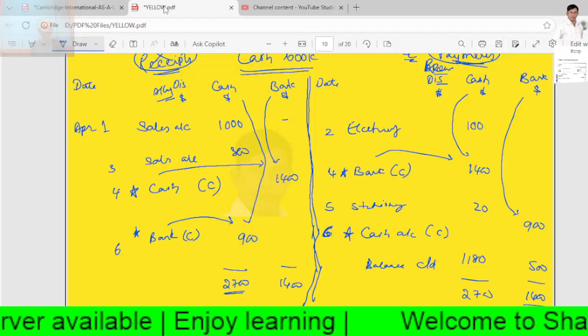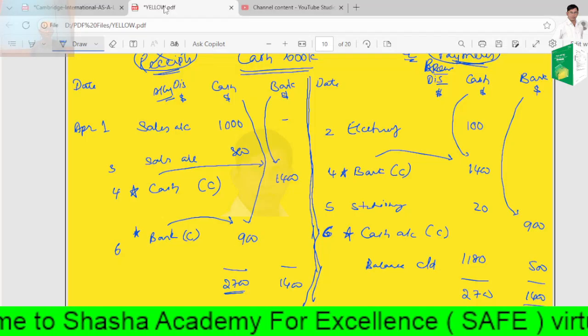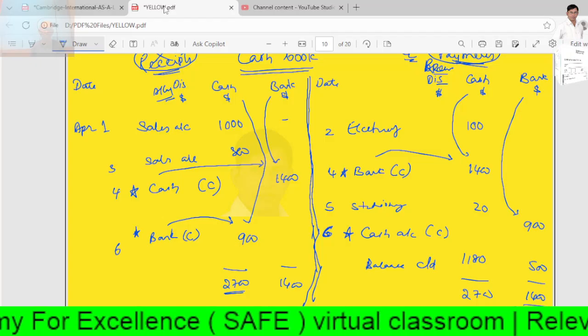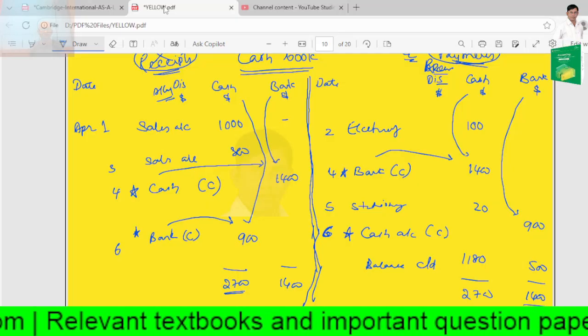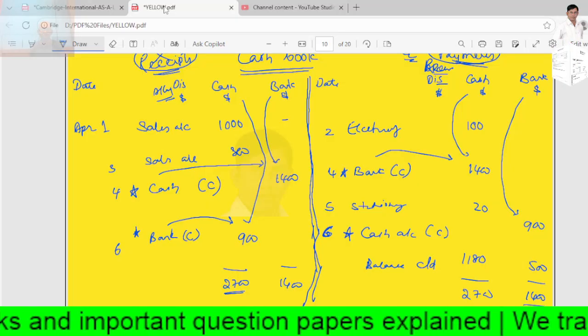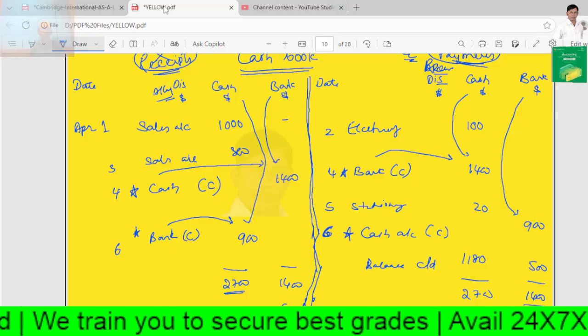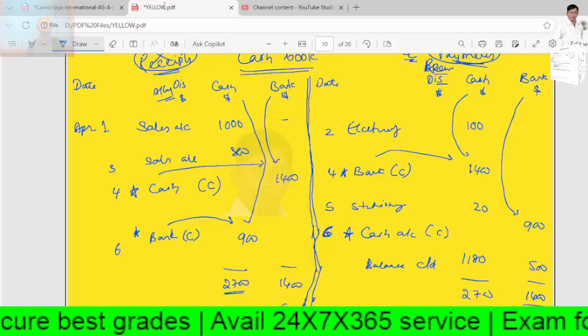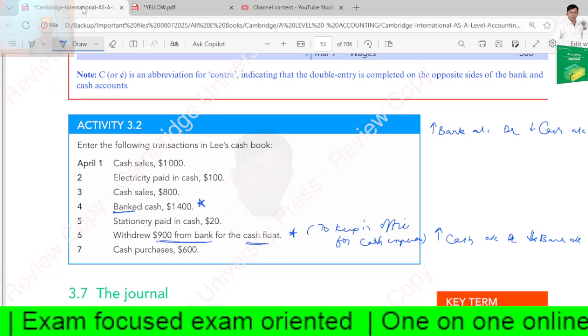Here, balance brought down. Whatever is carried down here will be brought down here. So 1180, and this will be 500. So this is how it is. This is the end of this activity 3.2.